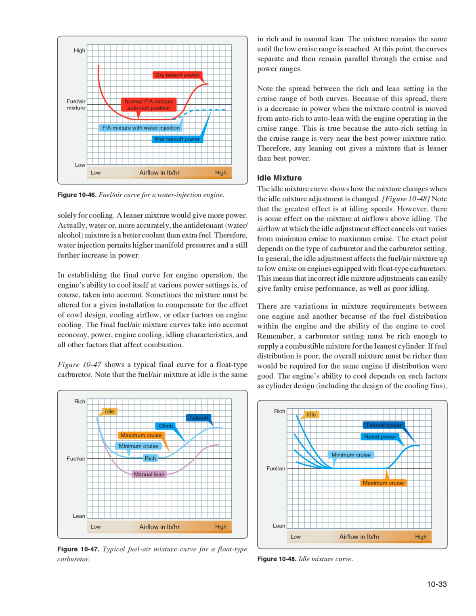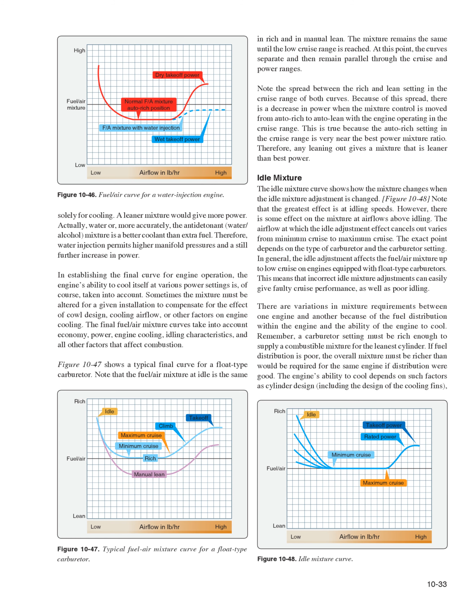Idle mixture. The idle mixture curve shows how the mixture changes when the idle mixture adjustment is changed. Figure 10-48, note that the greatest effect is at idling speeds. However, there is some effect on the mixture at airflows above idling. The airflow at which the idle adjustment effect cancels out varies from minimum cruise to maximum cruise. The exact point depends on the type of carburetor and the carburetor setting.